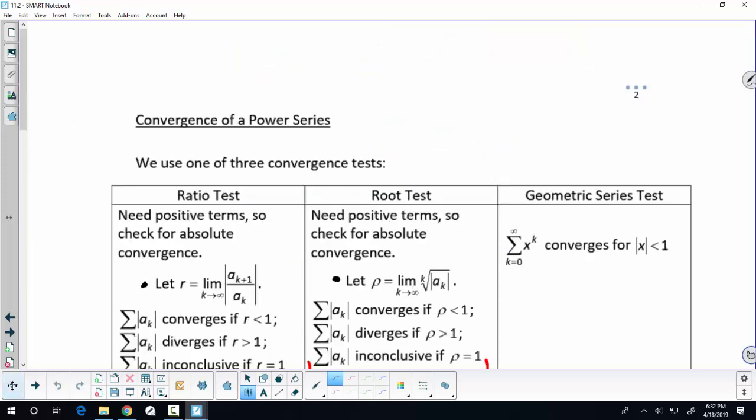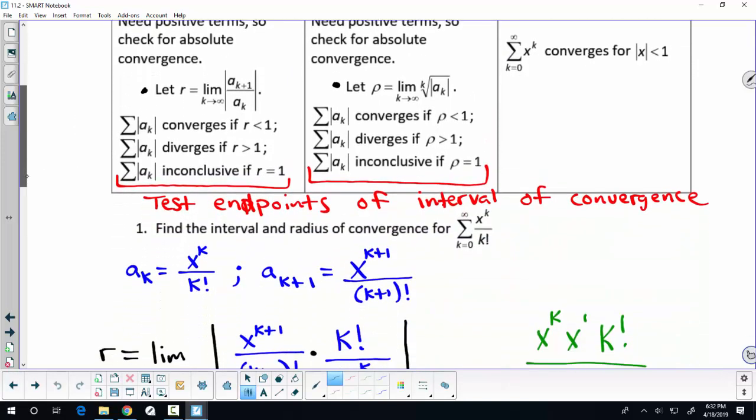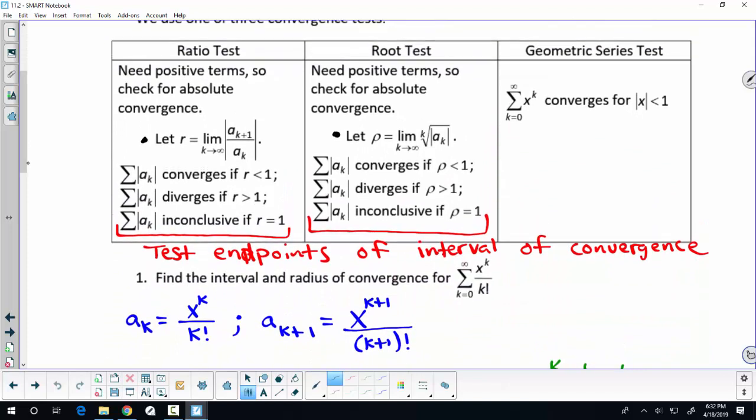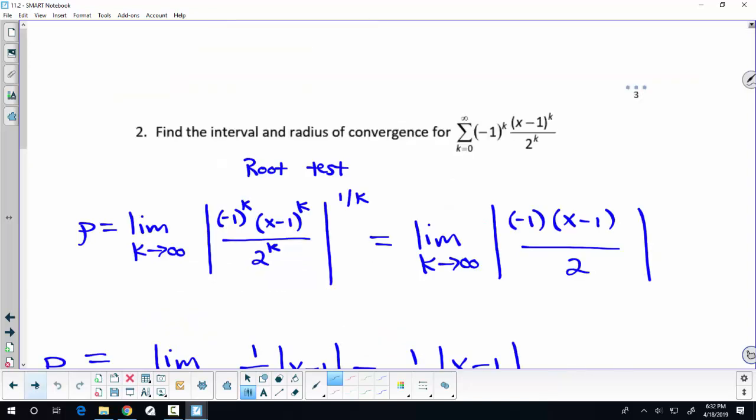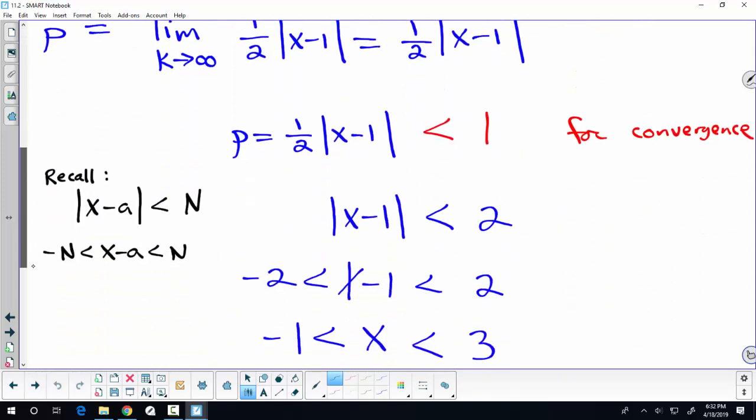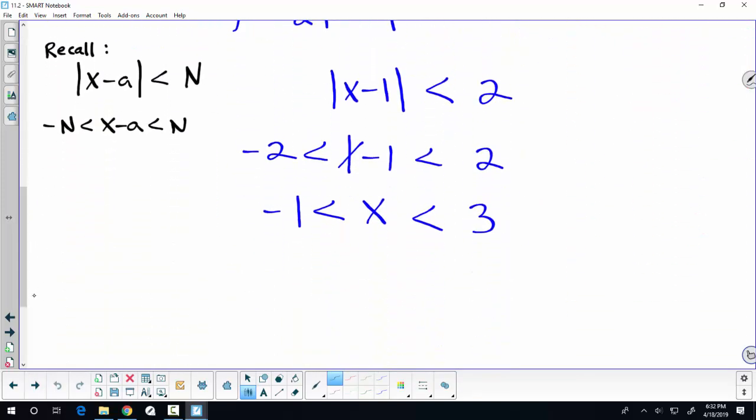So I'm going to back up to our two tests. It's not geometric, so we're using the ratio or the root test. And we said that either one of those tests, the ratio or the root test, is inconclusive when the root or the ratio is identical to 1. So what that means for us is that when we apply the root or the ratio test to a series and we say this is the interval of convergence, it's always part of the story. You always have to test these endpoints to see if it converges or not.